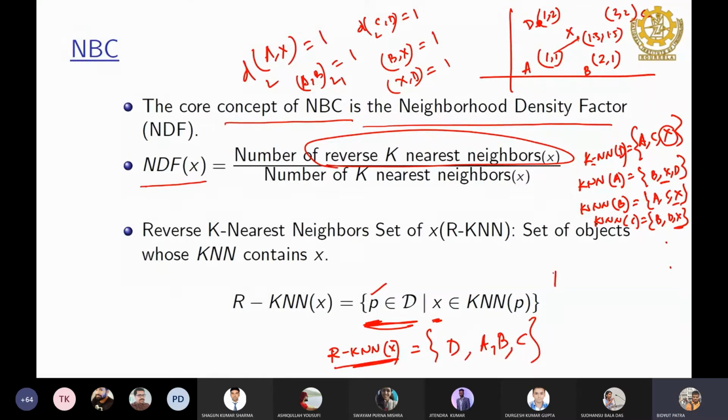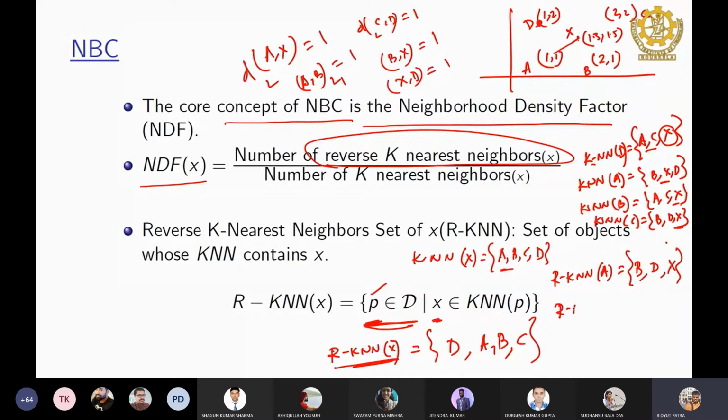Now, can you calculate the reverse KNN, RKNN, of A? So A is appearing in B, so it should be B. Then A is appearing in D, so it should be D. And then we did not compute the KNN of X. So KNN of all points you have to compute. Compute the KNN of X. It will be A, B, C, D. So A is appearing here, so this will be X.